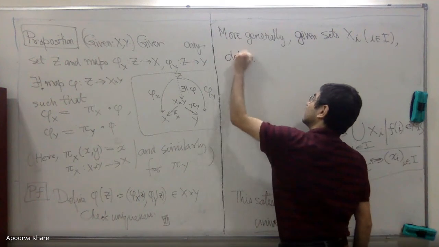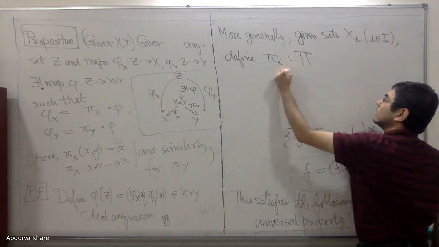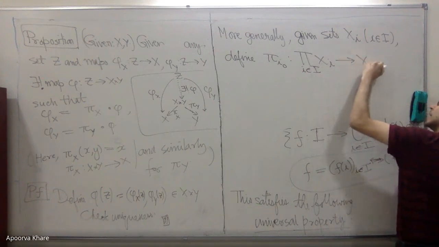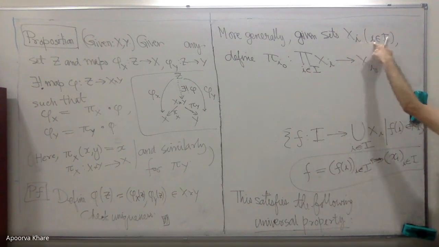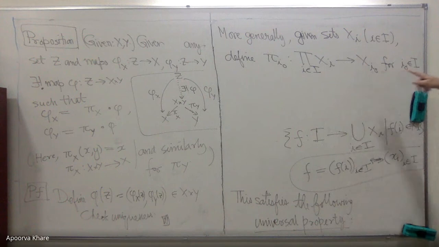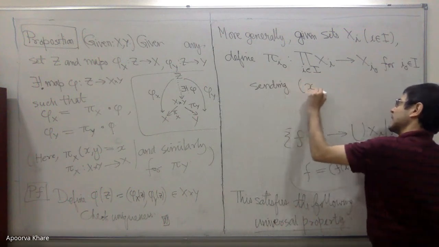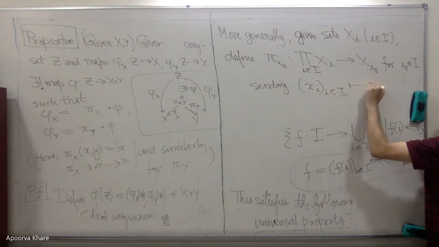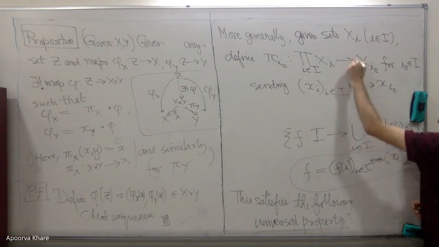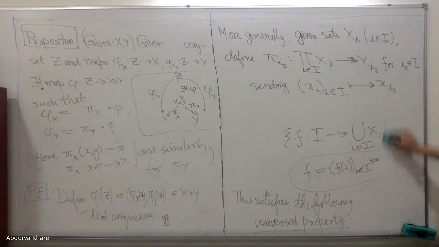Define pi_i, I'll just call it pi_i instead of pi_{X_i}, from the product over i in I of X_i to X_{i_0}, for i_0 in I. So take a specific element i_0 and look at that particular coordinate. It literally sends a tuple (x_i), as we called it, to just the i_0 coordinate. This is clearly an onto map, so I can even say this is onto. This is the notation for onto. Anyway, so these are the maps. So now let us write down the proposition.